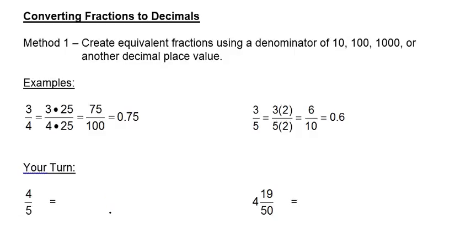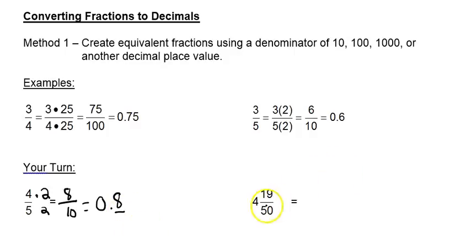Okay, let's see how you did. So for the first problem, I would have asked myself, can I multiply 5 by anything to get a place value? And the first place value is tenths. So yes, 5 times 2 is 10. I need to do the exact same thing to the numerator so that we have equivalent fractions. And 4 times 2 is 8. So 8/10 as a decimal would be written like that. We'd put the 8 in the 10th place.